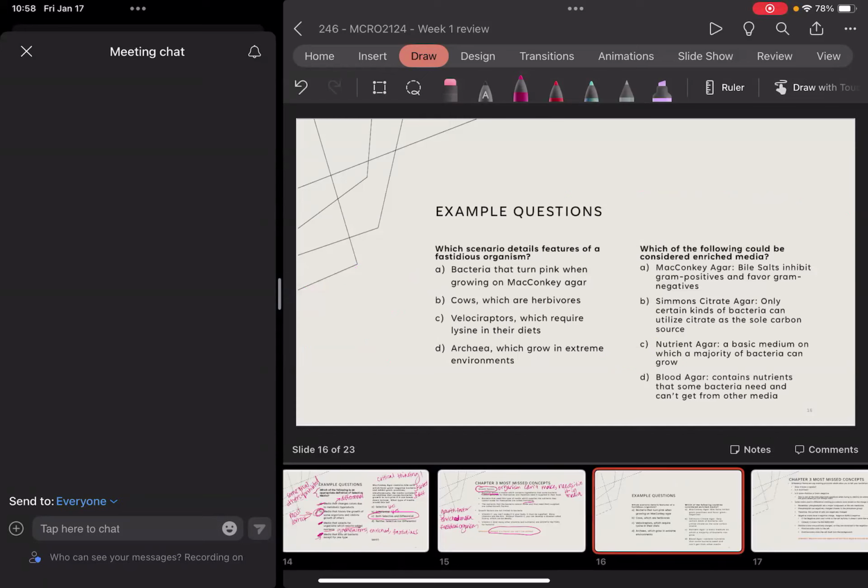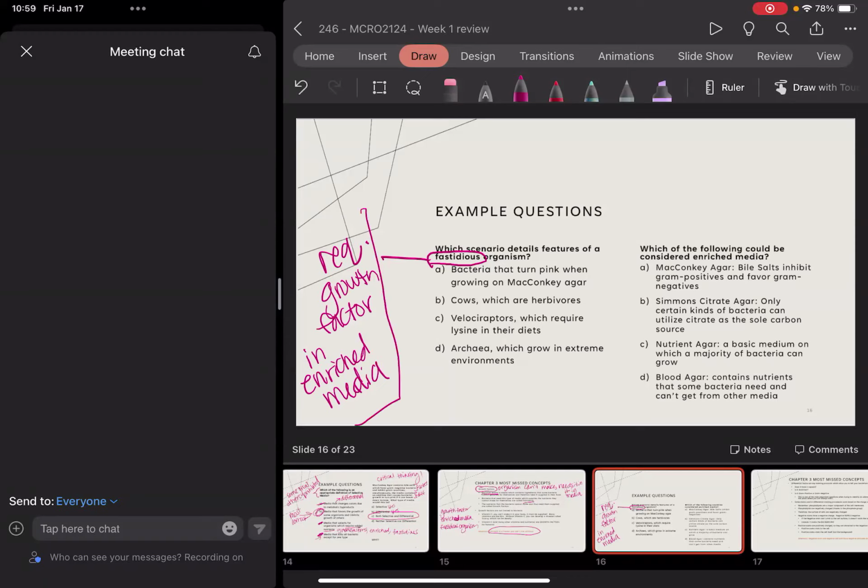All right, so which scenario details features of a fastidious organism? So what does fastidious mean? Fastidious means it requires a growth factor. So if you're always going to be thinking about fastidious, you should always be thinking about all three terms. Fastidious organisms will require growth factors in their enriched media. I haven't even looked at my choices yet. So you should be thinking about your questions like that before you look at your choices every time. So we have that written down as our note for this question. So now let's look at our choices.